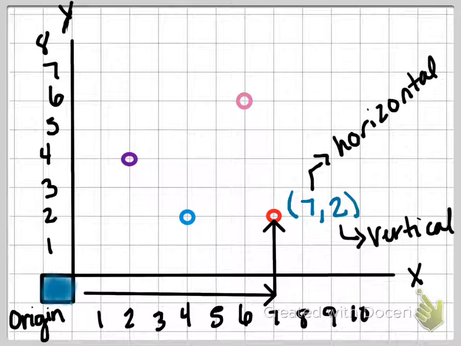Hello, it's Miss Moorfield, and tonight we're going to talk about a coordinate graph, and you'll see an example of a coordinate graph on your screen.